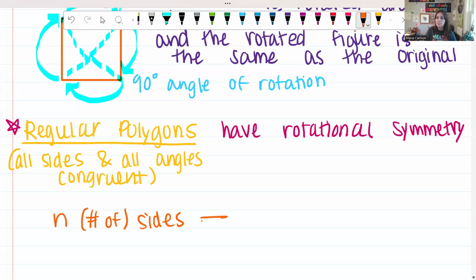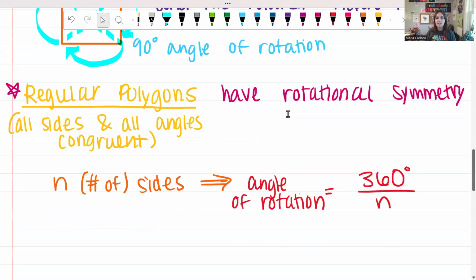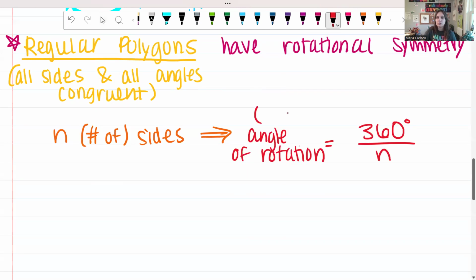So with that number of sides, you can then use that to find your angle of rotation. And really, the number of sides that that shape has, you divide that into 360. So how many times can that side really turn on itself? So that would be 360 degrees divided by n, or the number of sides. And oftentimes your angle of rotation, that's m, because it's a measure.